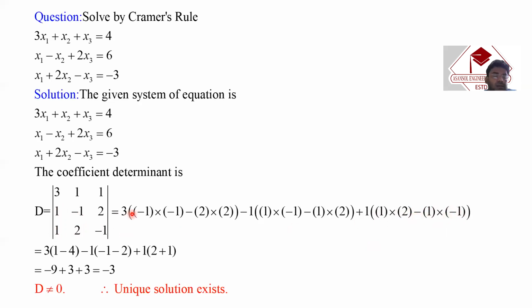Now simplify. 3 is here. Minus 1 into minus 1, 1. 2 into 2 minus, that is 1 minus 4. Minus 1 minus 1, 1 into minus 1, minus 1, 1 into 2 minus 2 from here, and plus 1, 1 into 2, 2, 1 into minus 1 of minus, that is plus 1. So after simplification you have from here 3 into minus 3, minus 9, minus 1 into minus 3, that is plus 3, and 1 into 3 means 3, ultimately minus 3. Your D value is minus 3.